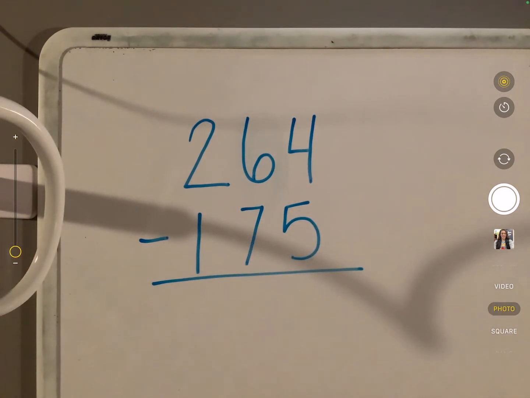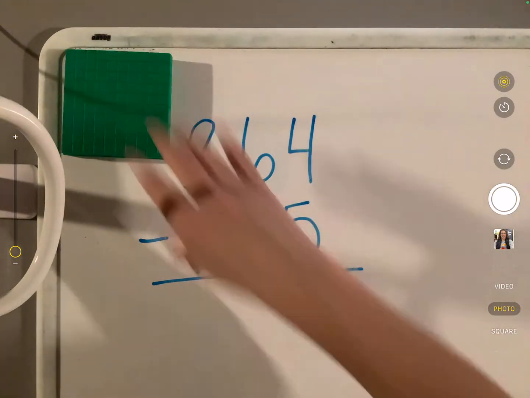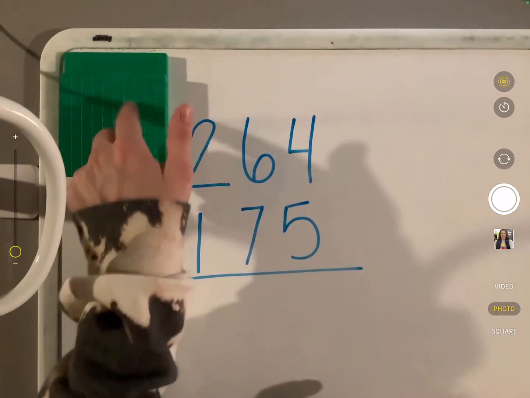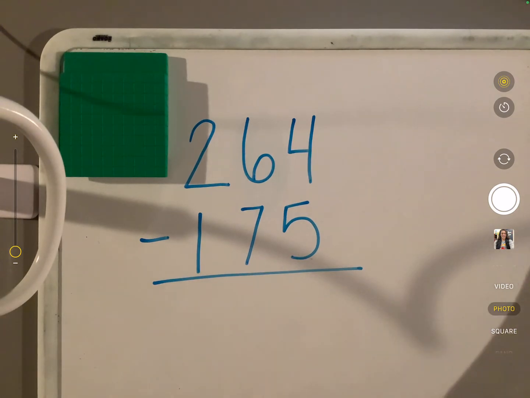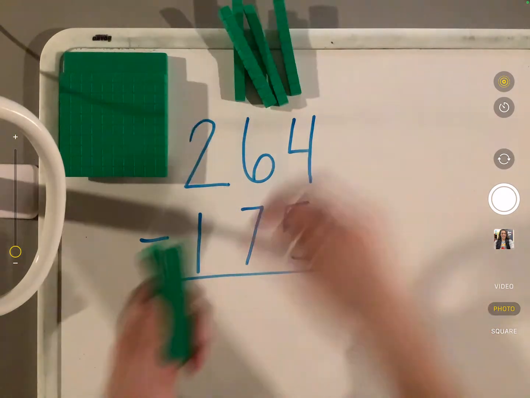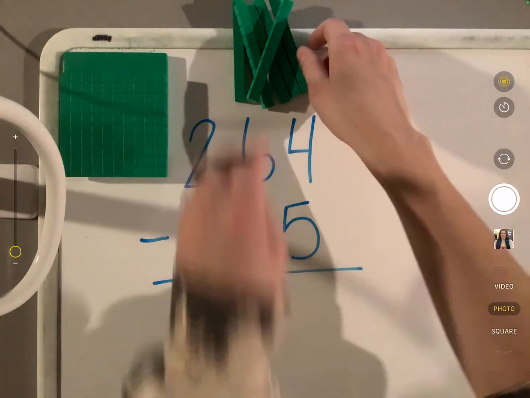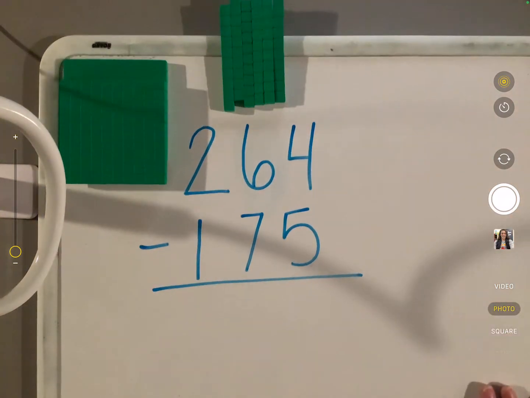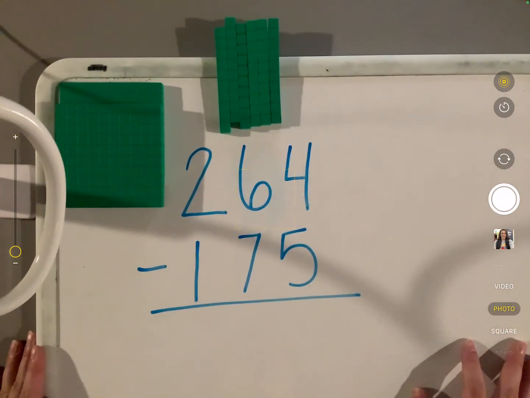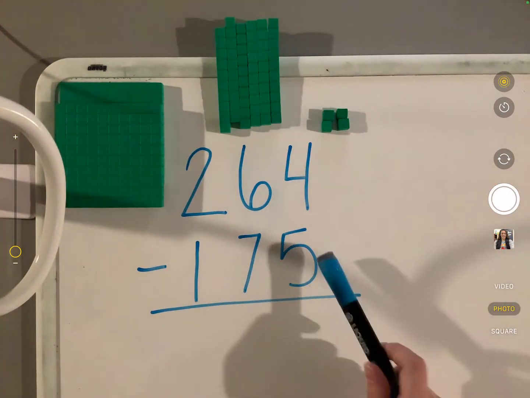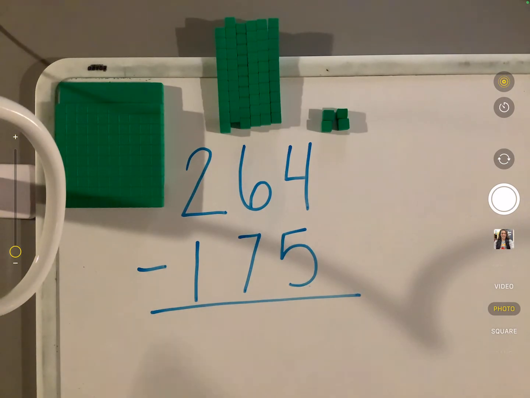Now, I have two 100s, because I'm going to build this first number, okay? Just build the first number. I have two 100 stacks, right? Then I have 1, 2, 3, 4, 5, 6, 10 stacks. So this is 60. Then I have 4 ones. All right, so the first thing I'm going to do, I need to take 5 away from 4.